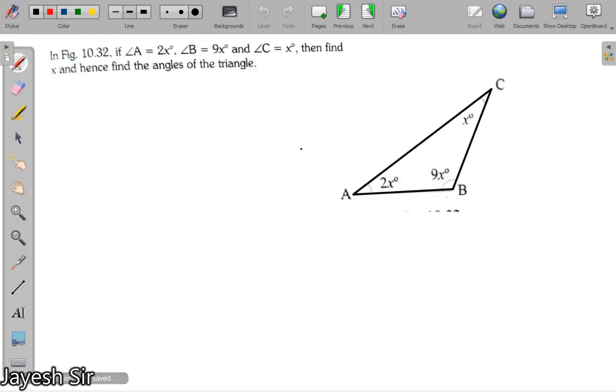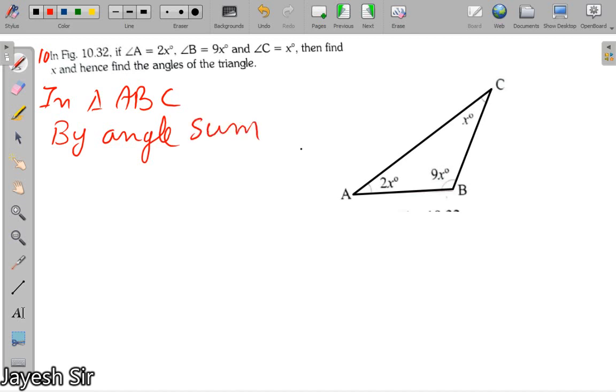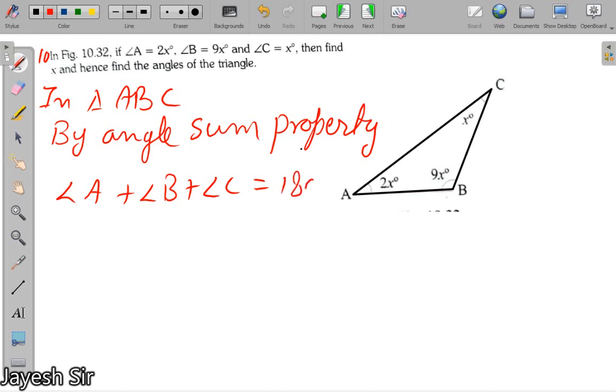Next is question number 10. In this given figure, angle A is equal to 2x, angle B is equal to 9x, and angle C is equal to x. Once again, in triangle ABC, with the help of angle sum property, angle A plus angle B plus angle C are all equal to 180 degree.